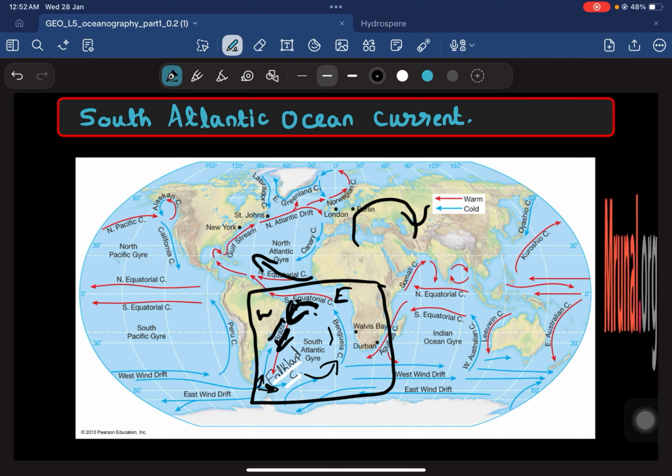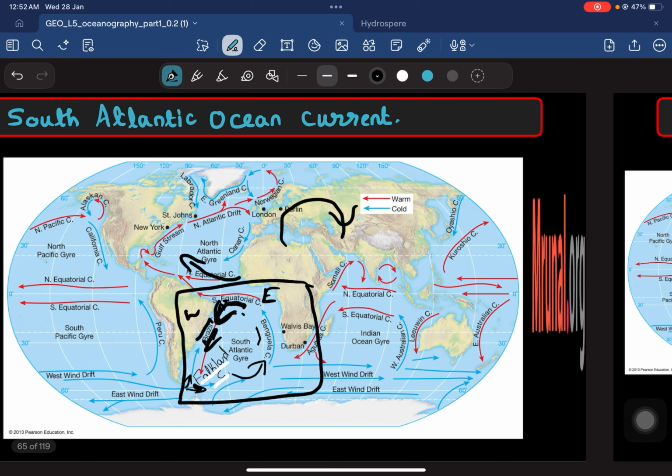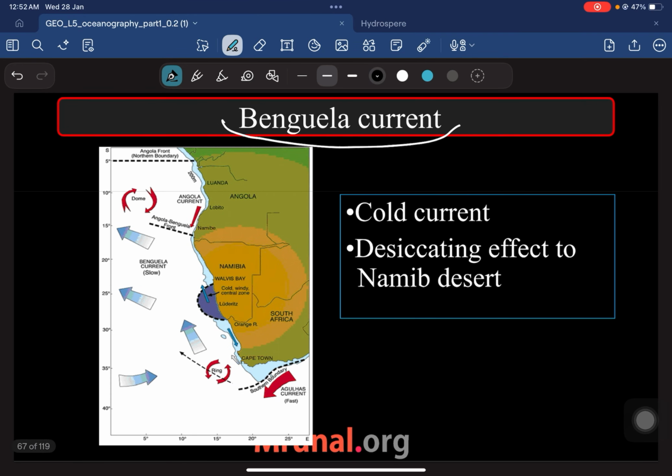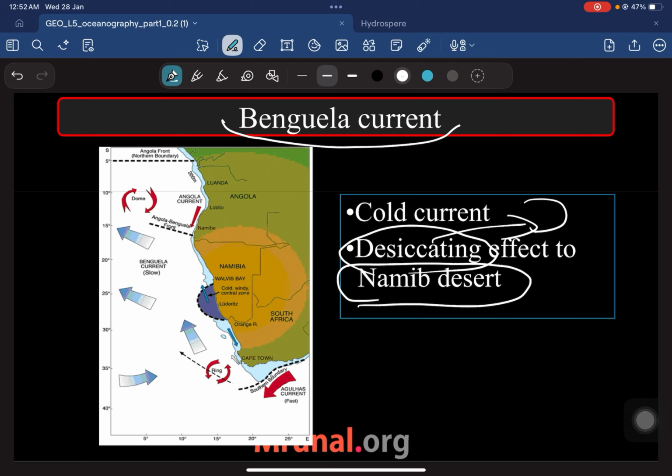This Benguela current will give a desiccating effect to the Namib Desert. Here the Namib Desert is there. See here, Namib Desert. It will give a desiccating effect to the Namib Desert. What is the meaning of desiccating? Desiccating means drying effect. Okay, drying effect.